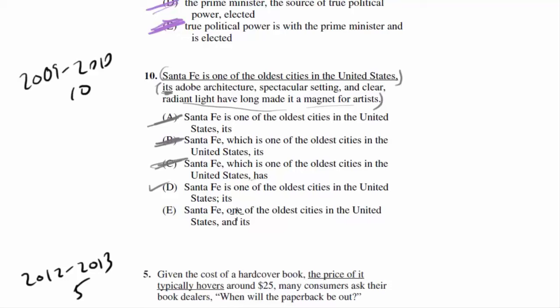What about E? "Santa Fe, one of the oldest cities in the United States, and its adobe architecture, spectacular setting, and clear radiant light have long made it a magnet for artists." This one actually changes the meaning a little bit too much. And is it a fragment too? Let's see, "Santa Fe, and..." It's just a bit awkward, doing too much to the sentence. D preserves the overall meaning and structure of the sentence only by changing the comma into a semicolon, right? So for that reason, we would prefer D over E, even though E is actually pretty close when you look at it. D maintains the most of the original, so we go with that one.